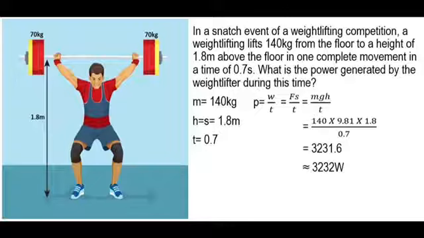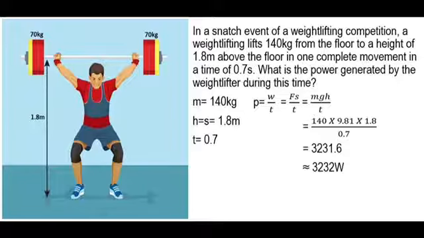Question. In a snatch event of a weightlifting competition, a weightlifter lifts 140 kg from the floor to a height of 1.8 meter above the floor in one complete movement in a time of 0.7 seconds. What is the power generated by the weightlifter during this time? From the question above, we can rewrite the information that we get. Mass equals 140 kg, displacement equals 1.8 meter, and time equals 0.7 second.